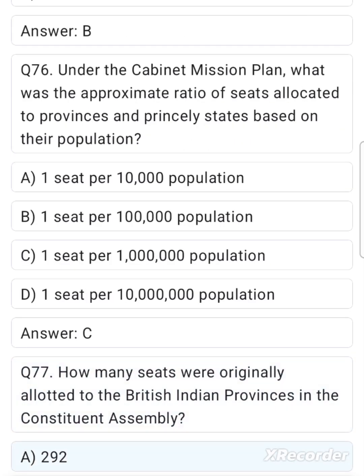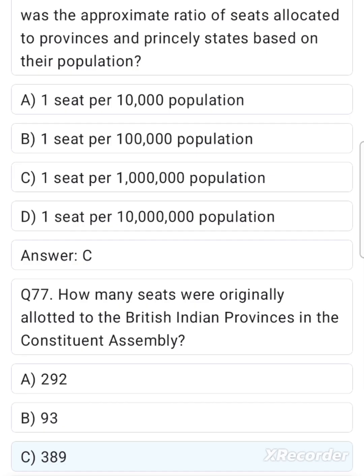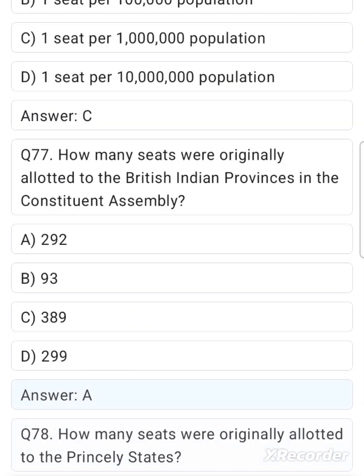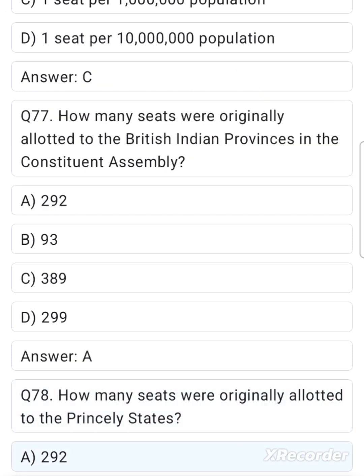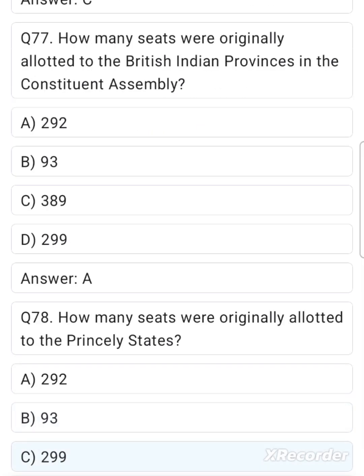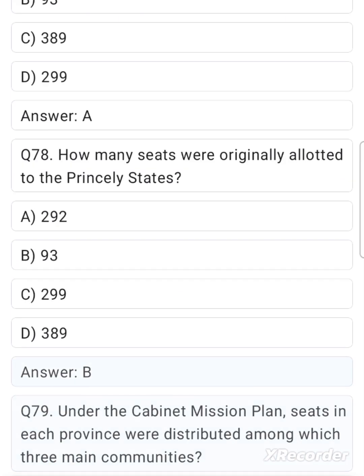A. 292. B. 93. C. 389. D. 299. Answer. A. Q78. How many seats were originally allotted to the princely states? A. 292. B. 93. C. 299. D. 389. Answer. B.